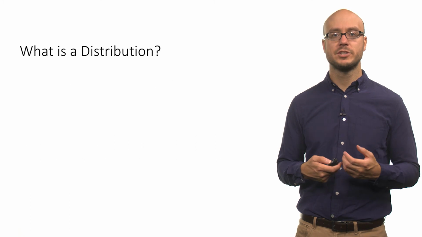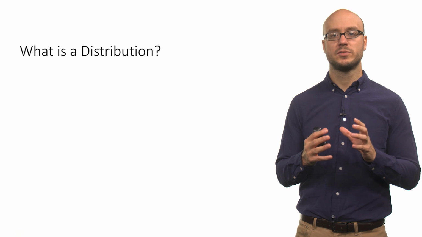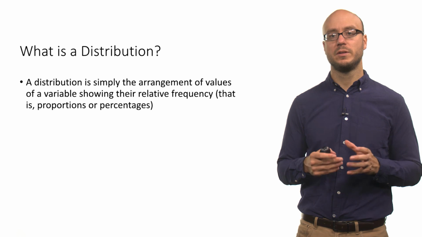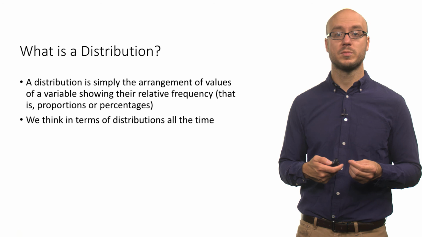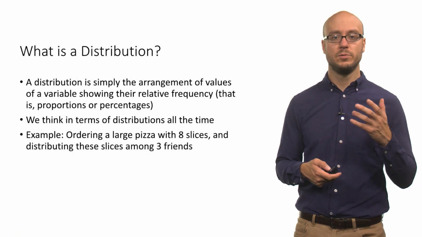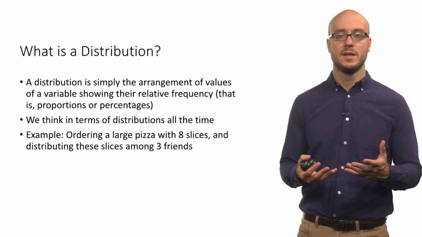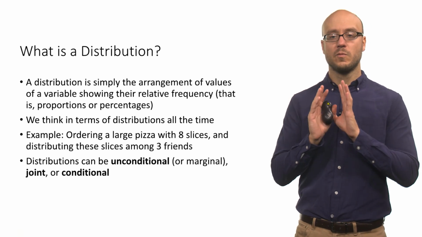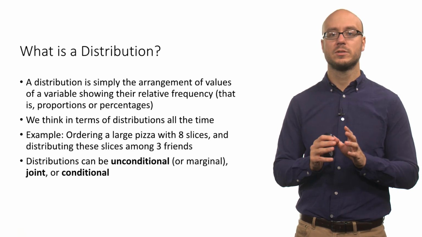When we talk about this relationship, it's also useful to talk about distributions. A distribution is simply the arrangement of values of a variable showing their relative frequency, meaning their proportions or percentages. We think of distributions all the time. Suppose you order a large pizza with 8 slices and you have to distribute these slices among your 3 friends. When you make this sort of distribution, you can talk about a distribution that is unconditional or marginal, joint, or conditional.